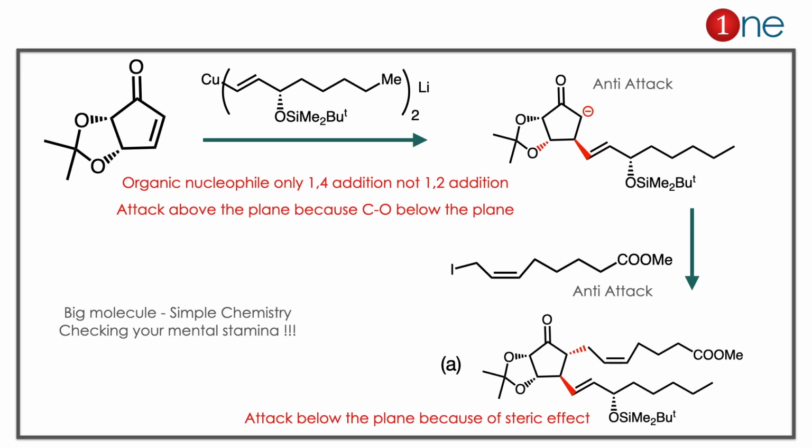In the starting material you have a conjugated enone, and you are adding a copper reagent. Copper reagent is an organic nucleophile with soft character. Because copper is soft, it creates a soft nucleophile. So definitely 1-4 addition will occur, not 1-2 addition. So it attacks on the 4th position, and the anion is generated on the 3rd position. The attack is anti because O is below the plane, so the alkyl group is above the plane. So the attachment is anti to the available oxygen group.